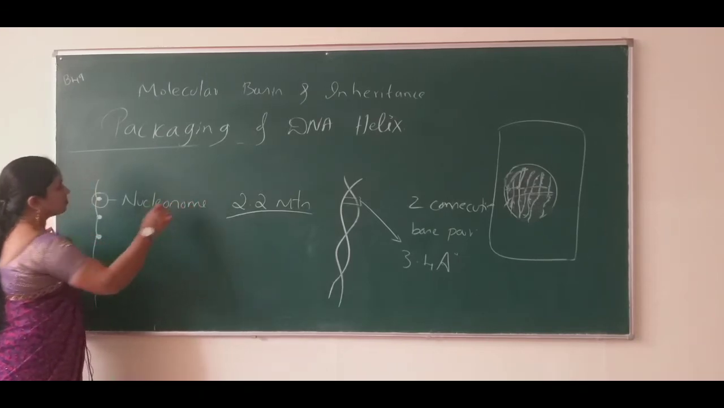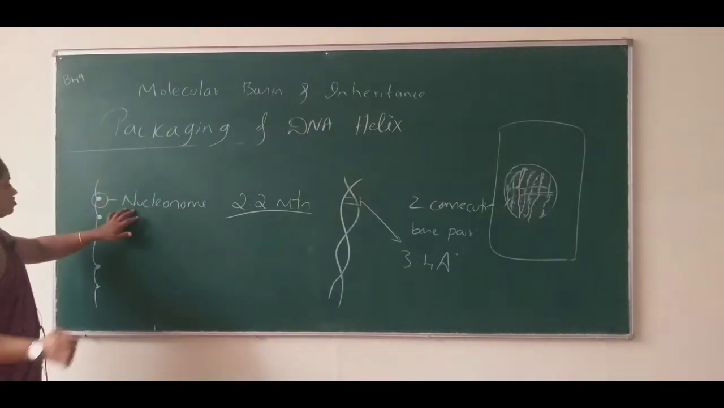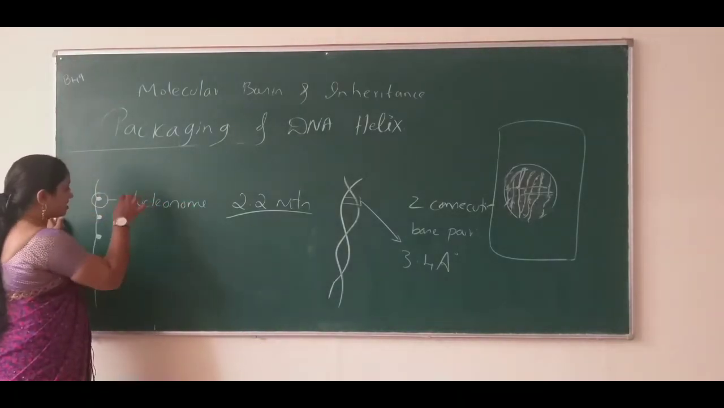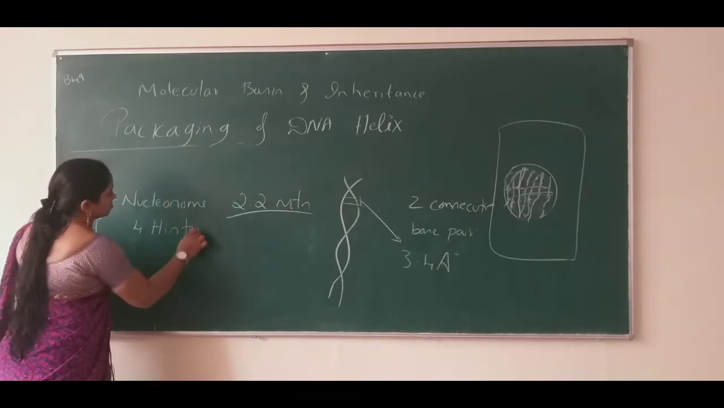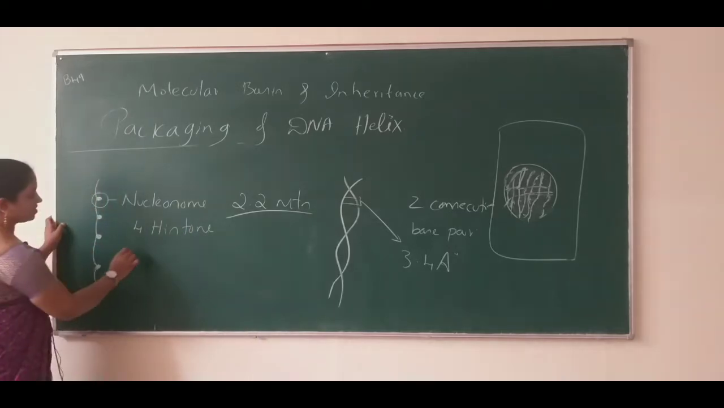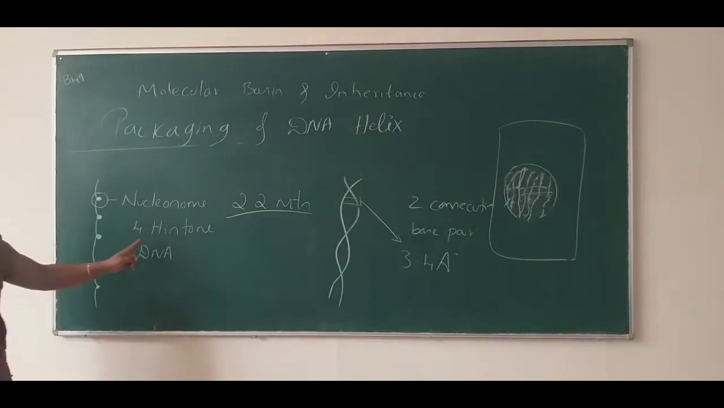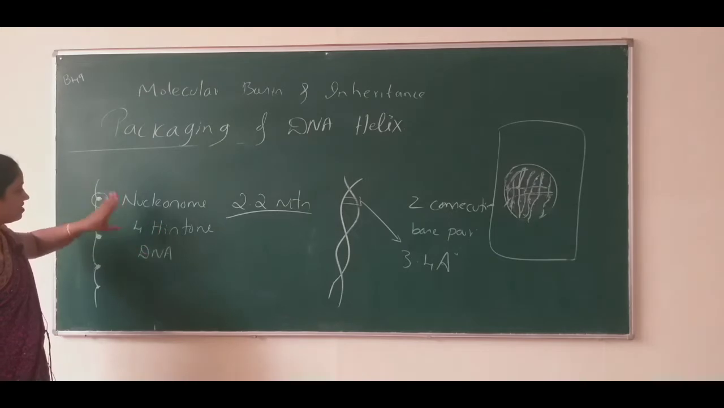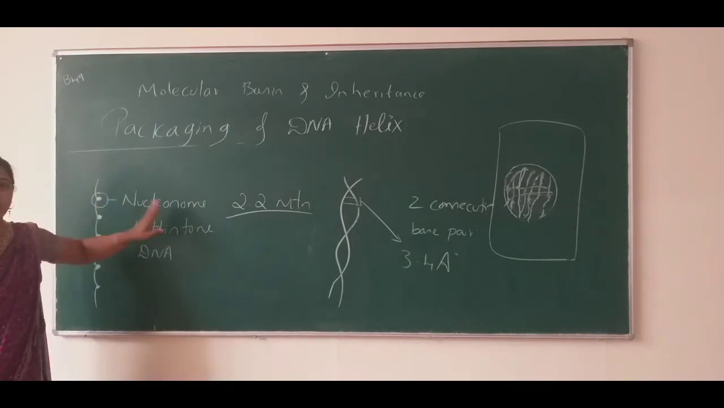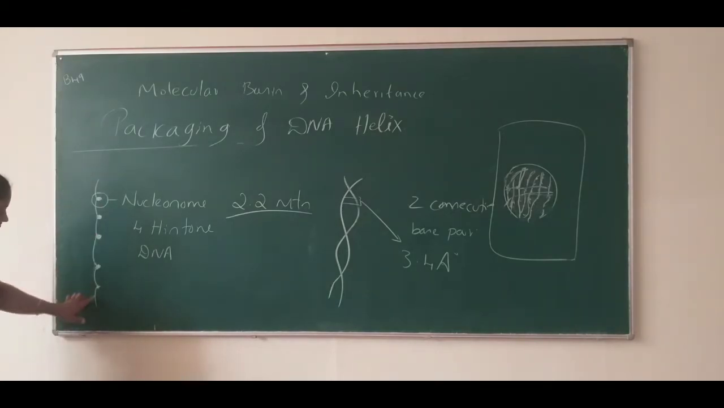nucleosome. What is that nucleosome? What will be there in the nucleosome? The nucleosome consists of 4 histone proteins and DNA. What is this? These are present in the nucleosome. What is a nucleosome? Nucleosomes are nothing but the thickenings which are present in the chromatin fibers.